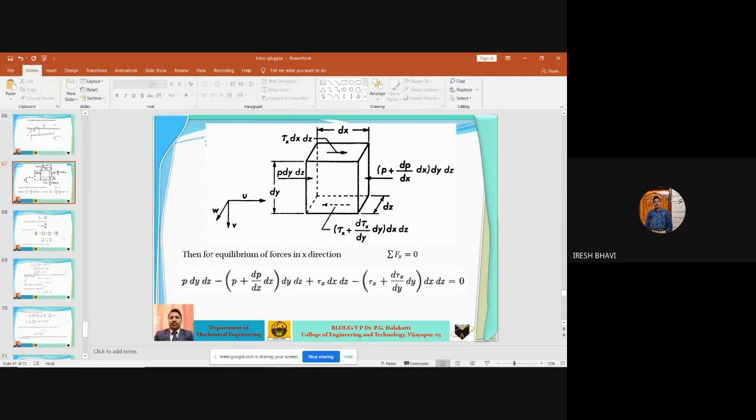Therefore, for equilibrium of forces in x direction, what you have to do? Sigma Fx equal to 0. Take the summation of all the forces, algebraic sum of all the forces. Algebraic sum means what?